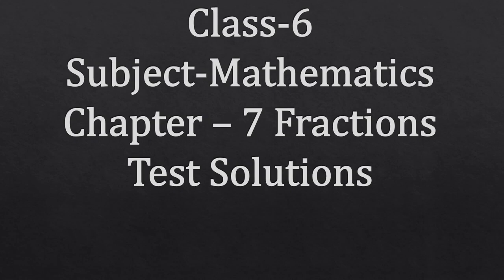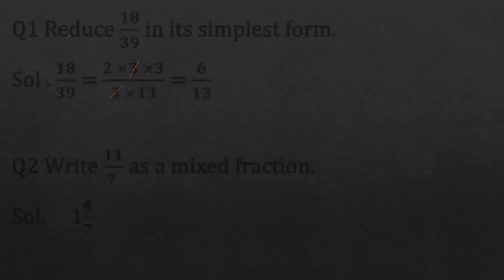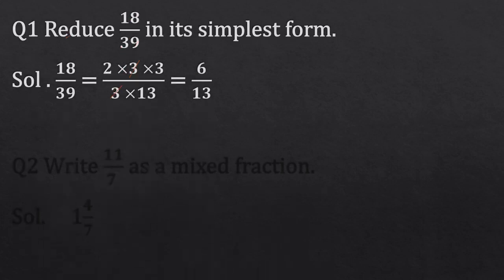Today I am going to tell you solutions of the test. Question number first was reduce 18 upon 39 in its simplest form. Its solution is 18 upon 39 converted into factors. 2 multiplied by 3 multiplied by 3, that is for the 18, and for 39 we can write down 3 multiplied by 13. 3 by 3 cancel, and what is left? 6 upon 13. This is the correct answer. So give 1 marks for the correct answer.